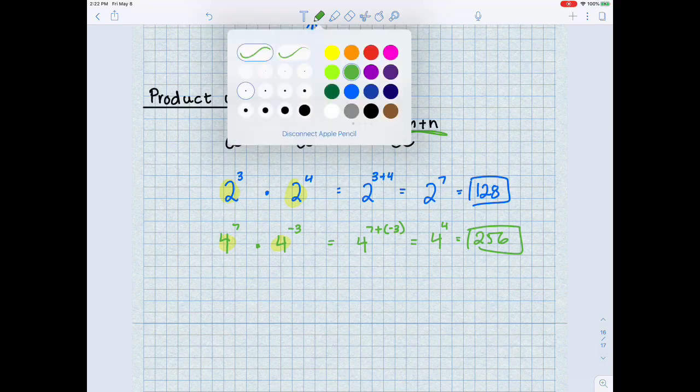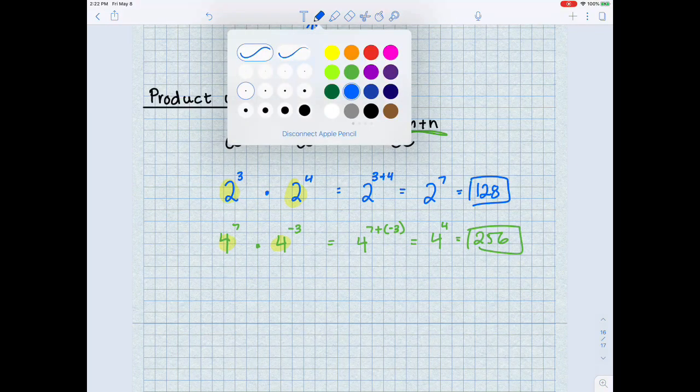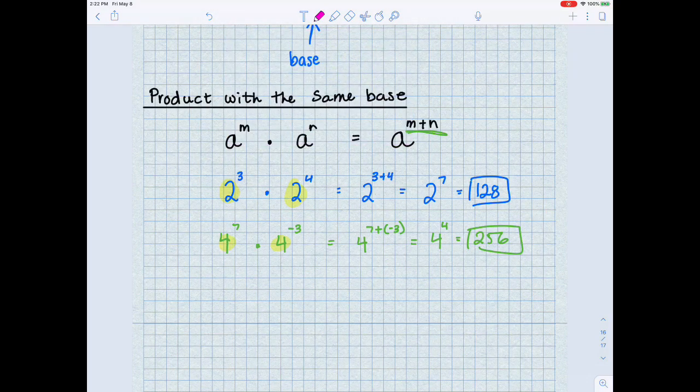Now with variables, remember, it's the same concept, except instead of numbers, we have letters. So let's see. If I have x squared, and I multiply it by x to the 7th, the bases are x's, they are the same. So because they are the same, I can use this rule.